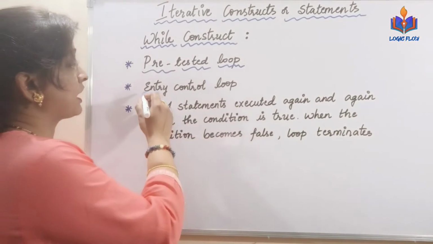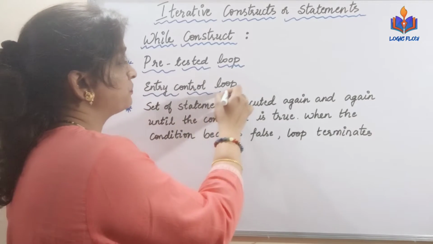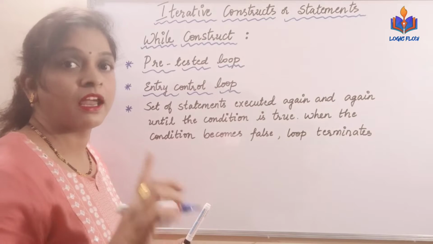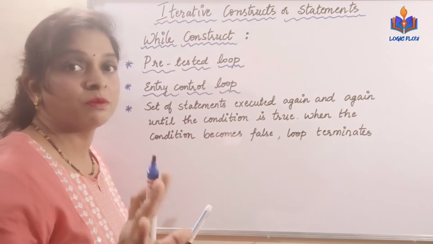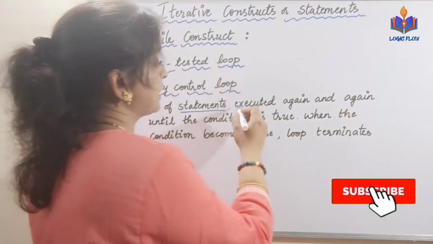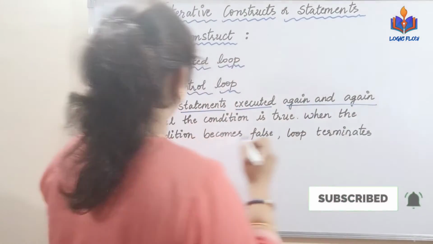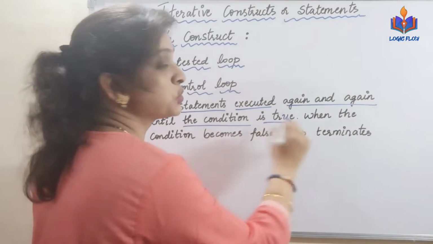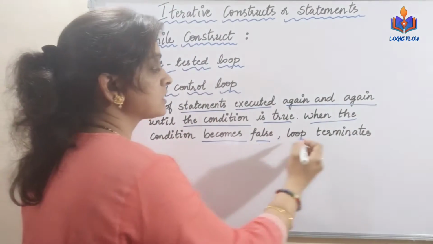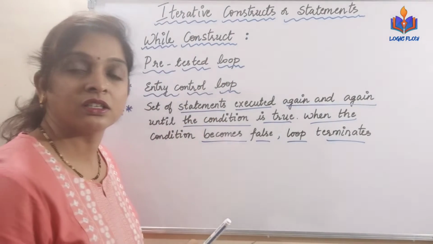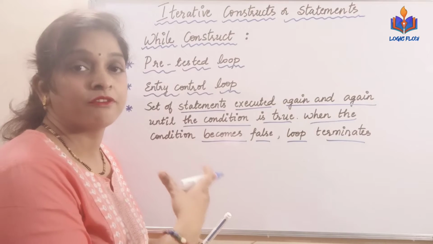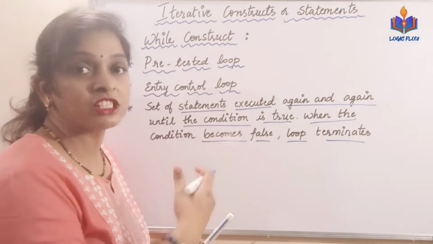And hence it is called an entry control loop. At the entry stage itself, the condition will be tested. If true, then only the statements will be allowed for execution. So a set of statements gets executed again and again until the condition is true. When the condition becomes false, the loop terminates. So this is what the while loop is. Let us see the syntax, flowchart and example code of this while construct.